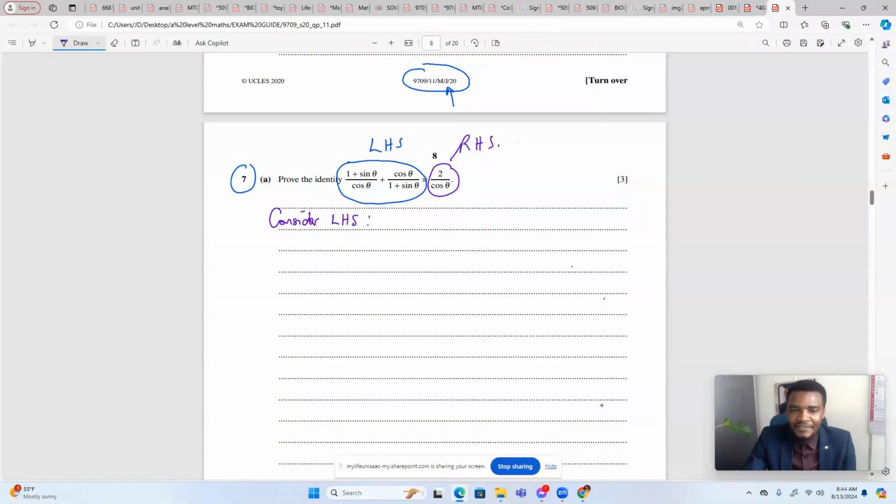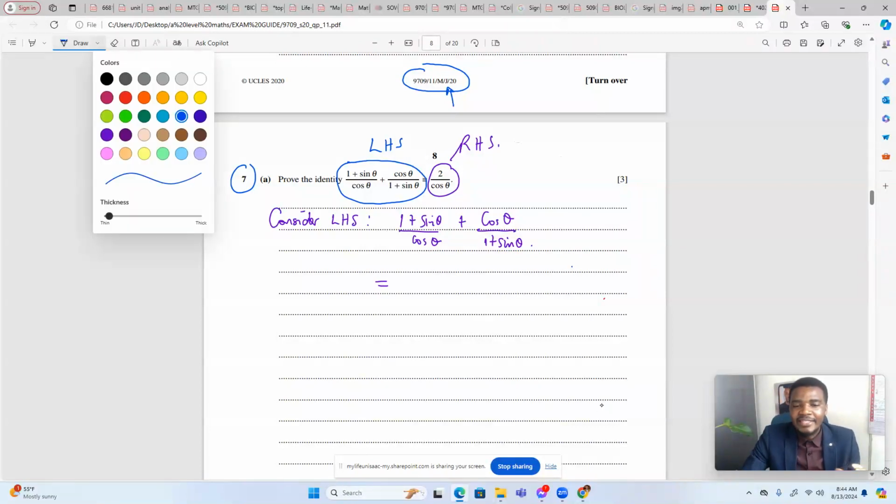So what is written on the left-hand side? We have (1 plus sine theta) divided by cosine theta plus cosine theta divided by (1 plus sine theta). This is quite interesting. Look, what is going on here? We are adding two fractions. We have the first fraction with the numerator 1 plus sine theta and the denominator cosine theta. We also have the second fraction that we are adding with the numerator cosine theta and the denominator 1 plus sine theta. You need to recall the concept of fraction addition.